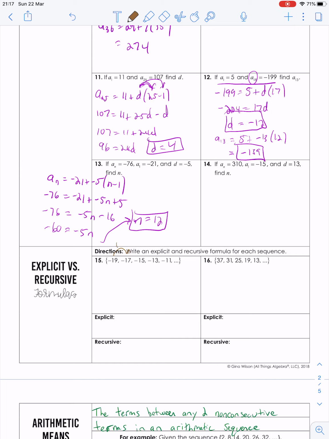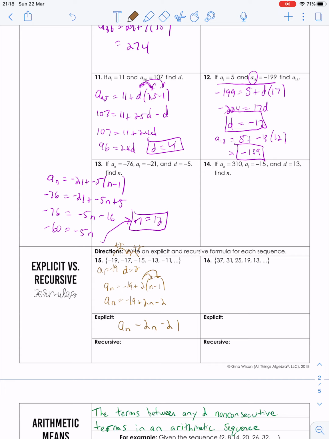So we're going up by plus 2, plus 2. So there's our d. d equals 2. a1 equals negative 19. So let's get our formula. A of n equals negative 19 plus 2 times n minus 1. And then our explicit comes from distributing that. So we get a of n equals negative 19 plus 2n minus 2. And then our explicit is going to be 2n minus 21. There we go. Not bad at all.